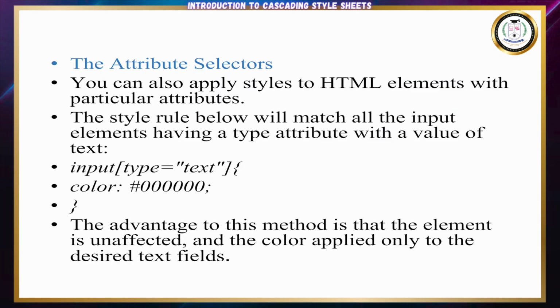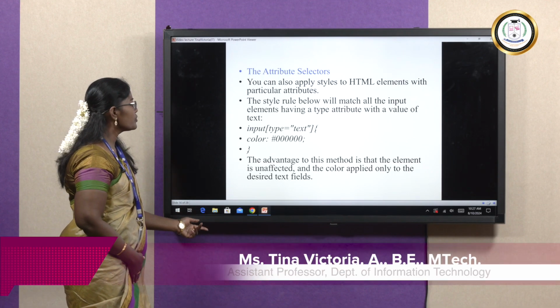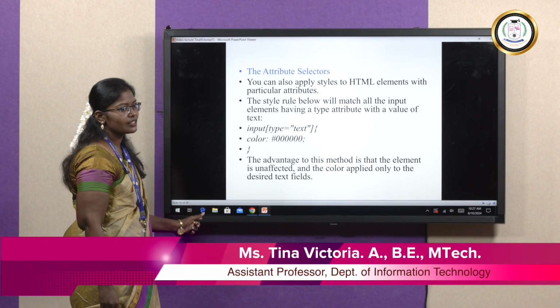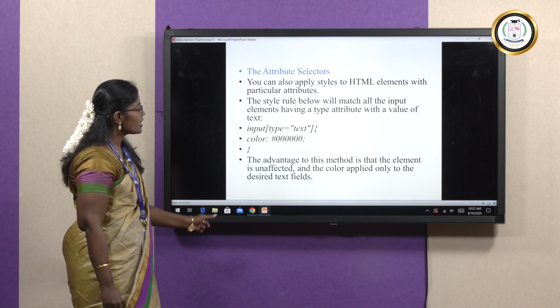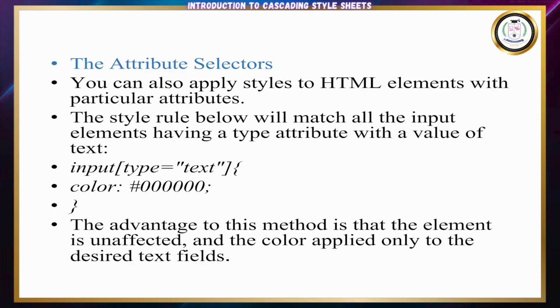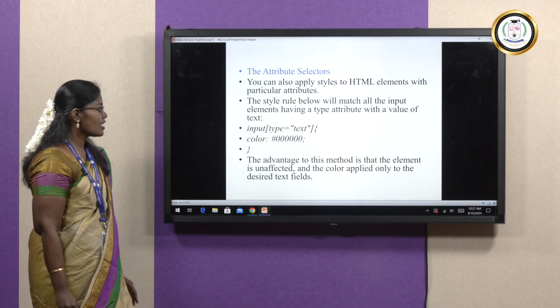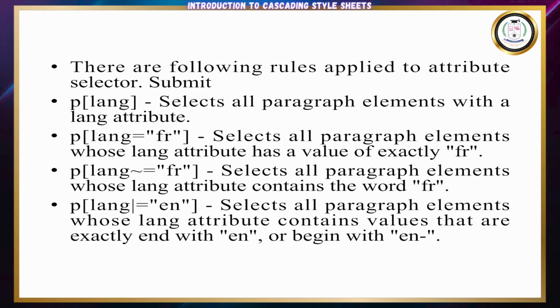So next is the attribute selector. You can also apply styles to your HTML elements with particular attributes. So it is based on the attributes. Here, input[type=text] with color code #000. This style rule will match all the input elements having a type attribute with a value of text. The advantage of this method is that other elements are unaffected and the color is applied only to the desired text fields. So there are some of the style rules applied to the selector. Submit, so when you use the submit, you can have plang.